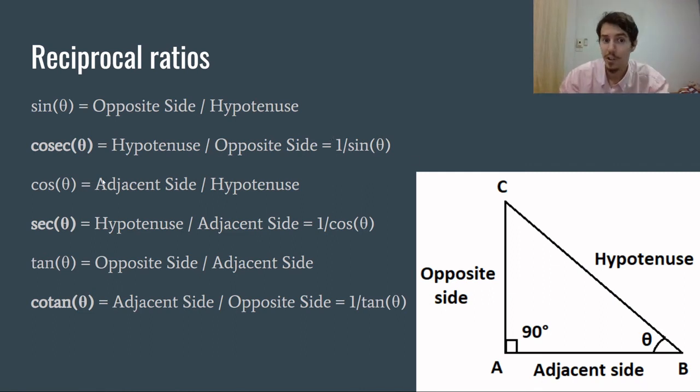Guys, it's the same for sec and cotan. And the reason why I don't like them so much is because if it's just 1 over, it's very easy to find them. We don't really need to give another name.